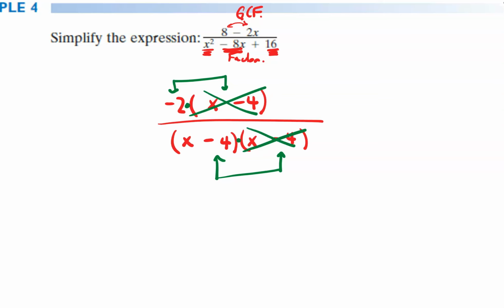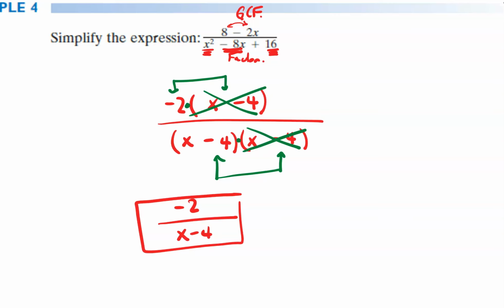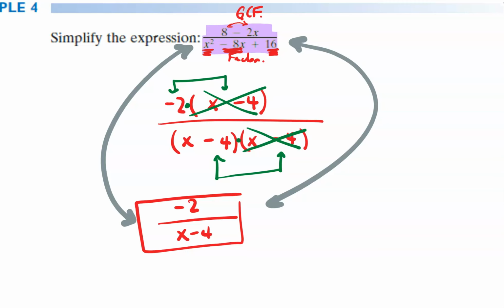1 from the top can take 1 from the bottom, but it cannot take 2 of these terms from the bottom. With those gone, we would now note that our simplified fraction is negative 2 over x minus 4. And this expression would likely be a little bit easier to work with than the original expression that we had. The nice thing is that these two expressions are equivalent. The only difference is that one's been simplified compared to the other.